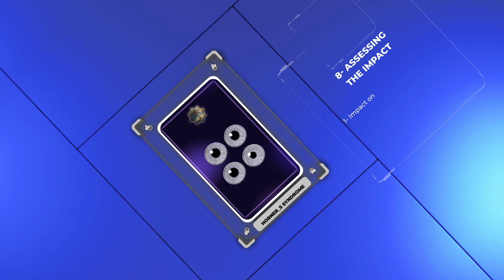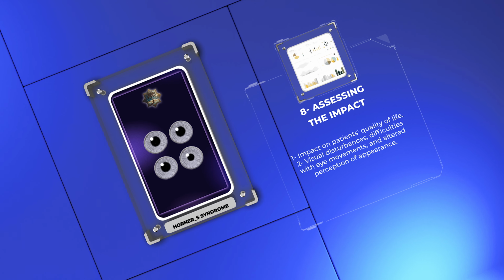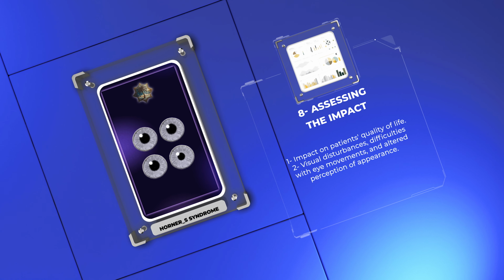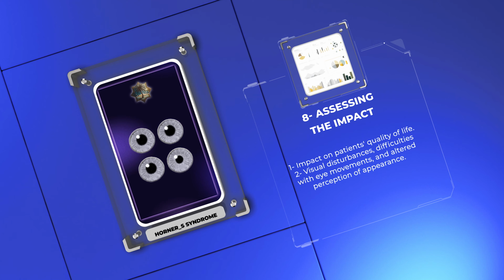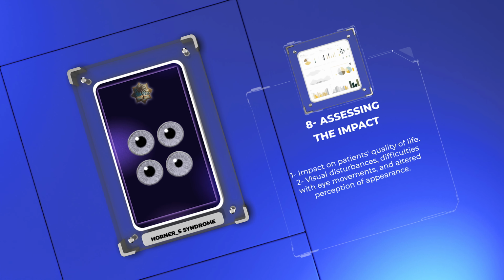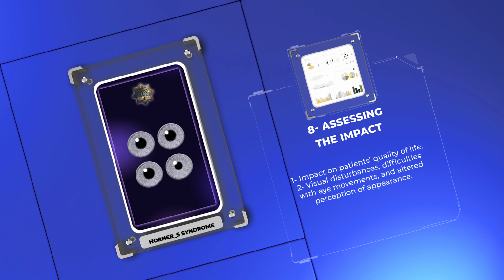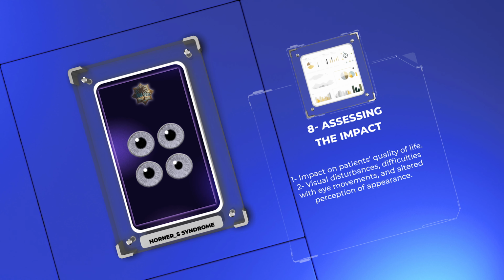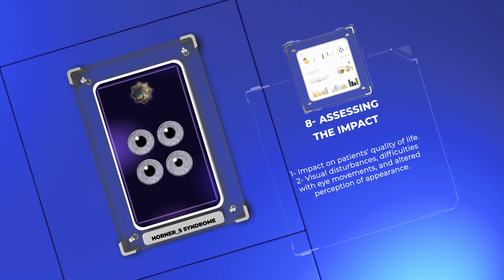Assessing the impact of Horner's syndrome on patients' quality of life requires a comprehensive evaluation of both physical and psychological aspects. The patients may experience visual disturbances, difficulties with eye movements, and altered perception of their appearance, which can significantly impact their daily activities and self-esteem.